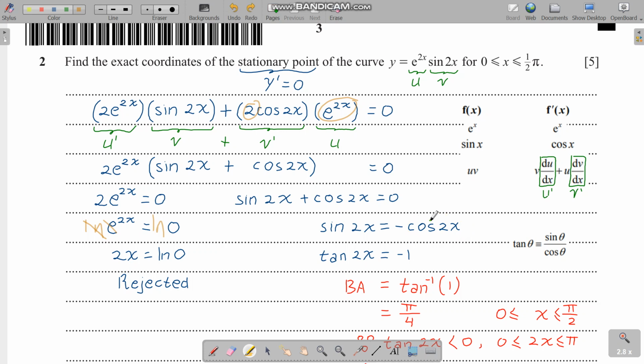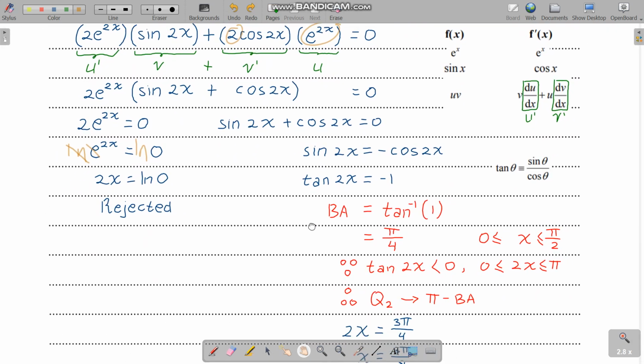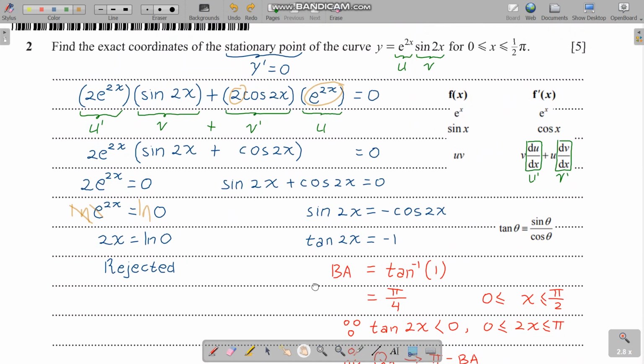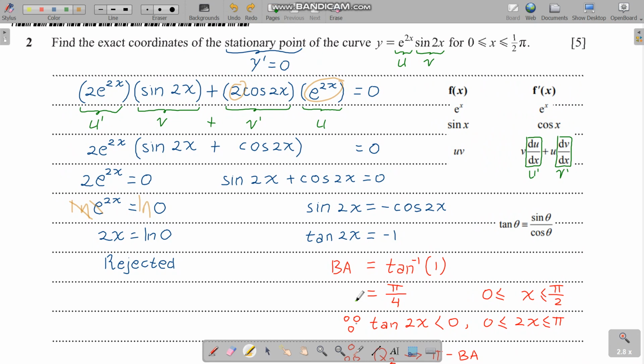So if we divide, we get sine over cos, which is tangent. So tangent 2x is minus 1. And to solve this trigonometric equation, we have to find the base angle. To find the base angle, that's the quadrant 1 angle, we use inverse tangent. Because of the minus 1, we have to use 1. Remember, we use the positive value, so we get the quadrant 1 base angle.